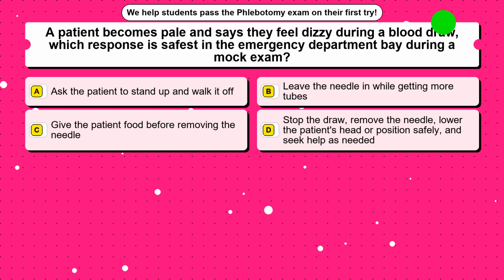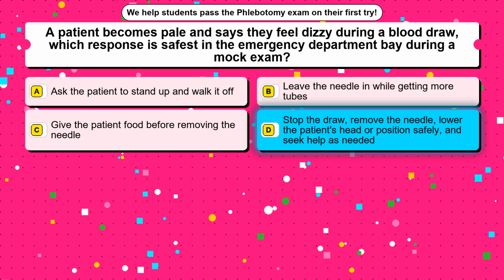Question 7. A patient becomes pale and says they feel dizzy during a blood draw. Which response is safest in the emergency department bay during a mock exam? Option A. Ask the patient to stand up and walk it off. Option B. Leave the needle in while getting more tubes. Option C. Give the patient food before removing the needle. Option D. Stop the draw, remove the needle, lower the patient's head or position safely, and seek help as needed.